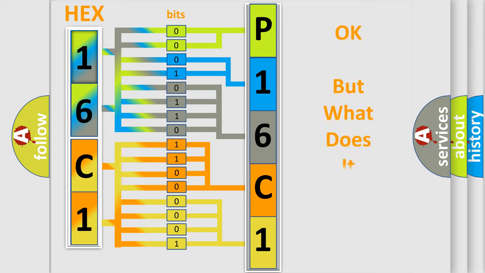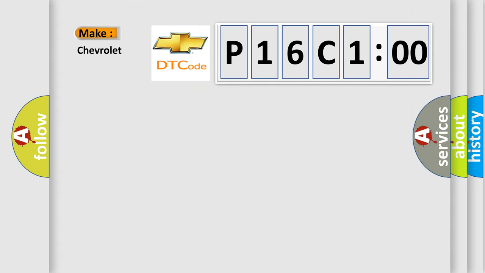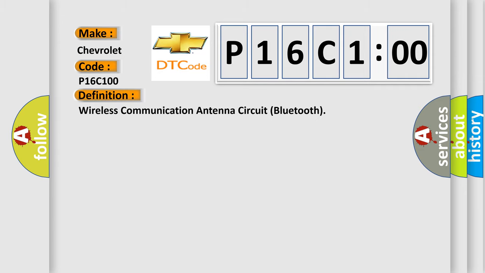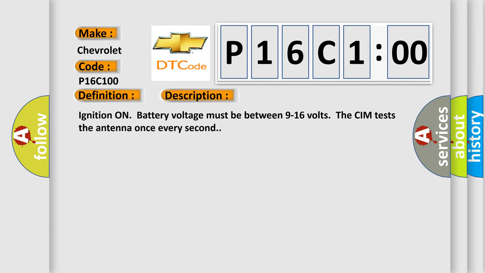The number itself does not make sense to us if we cannot assign information to what it actually expresses. So, what does the Diagnostic Trouble Code P16C1-00 specifically mean for Chevrolet? The basic definition is wireless communication antenna circuit Bluetooth. And now this is a short description of this DTC code.